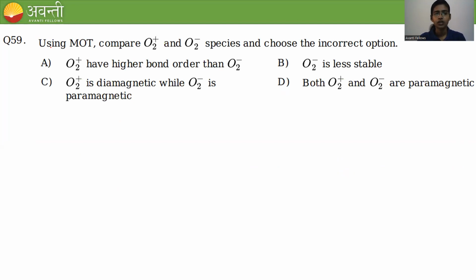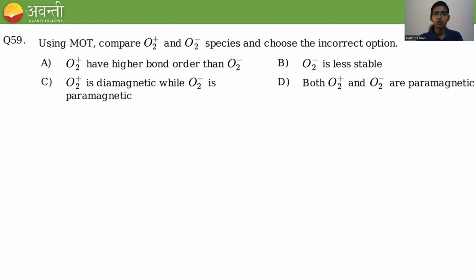Using molecular orbital theory, compare O2 plus and O2 minus species and choose the correct option. In the first option, it is given like O2 plus has higher bond order than O2 minus. And in option B, it is given as O2 minus is less stable. In option C, it is O2 plus is diamagnetic while O2 minus is paramagnetic. In option D, both O2 plus and O2 minus are paramagnetic. So basically, we have to find out the bond order for both the species.